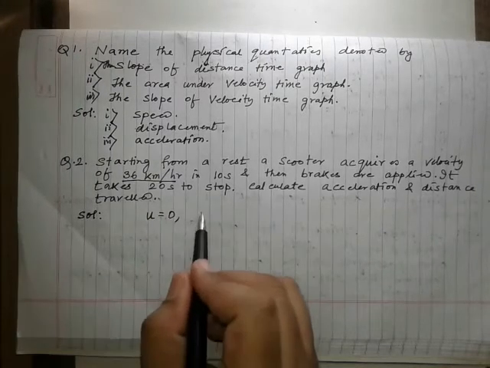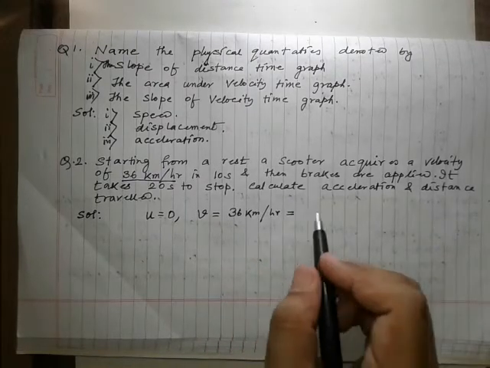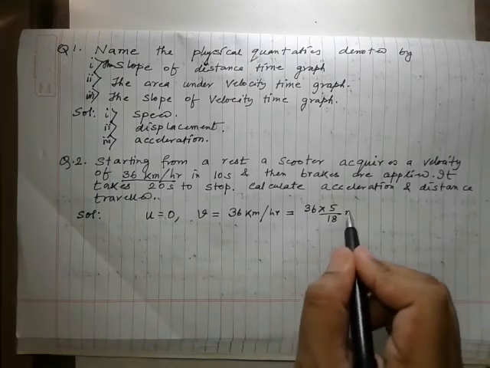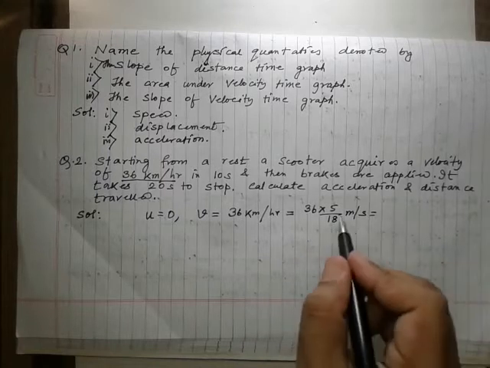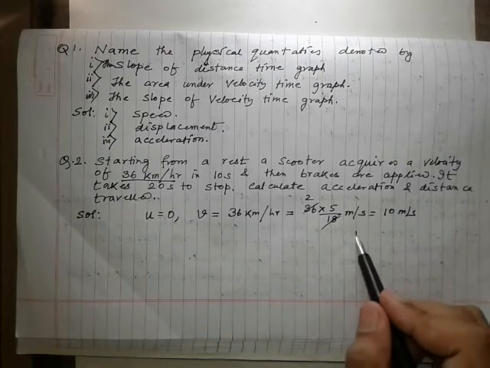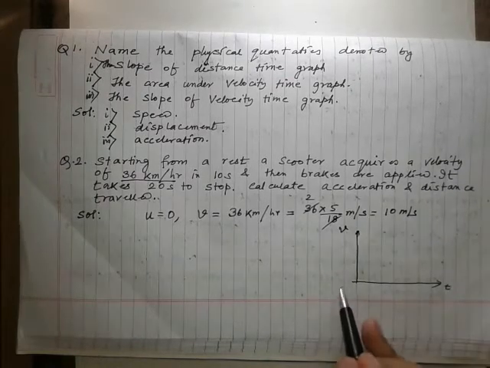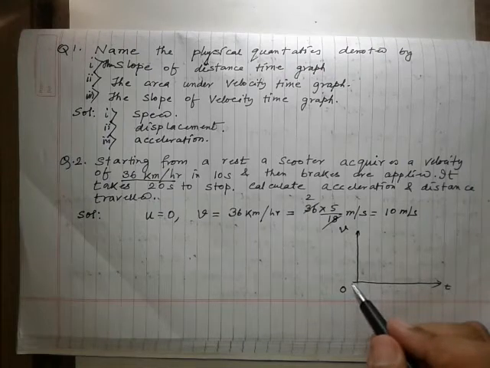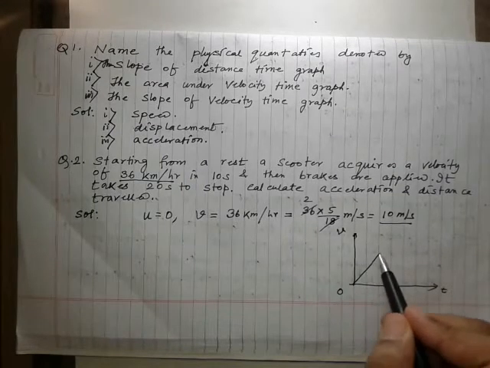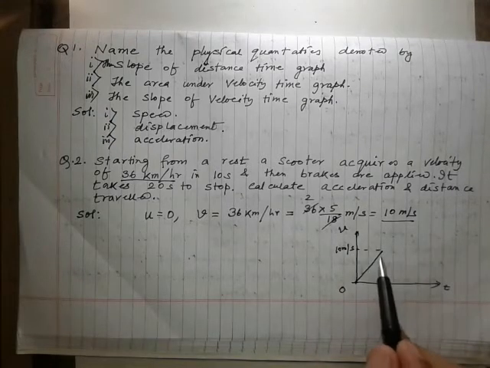U is equal to 0 and V is equal to 36 km per hour is equal to 36 into 5 by 18 meter per second. So that is nothing but 10 meter per second. So if I draw a graph from here, this is velocity and this is time. This one is 0. So it takes 10 seconds to get this velocity, 10 meter per second. So it will go this way. That is 10 meter per second.